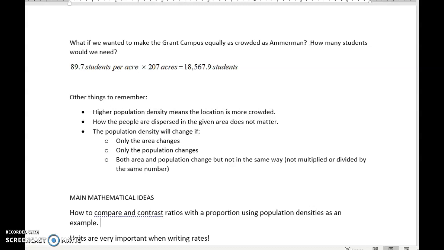Now, if both the area and the population change, but they don't change in an equal way, so the population and the area are not multiplied by the same value or divided by the same value, then the population density will change as well.